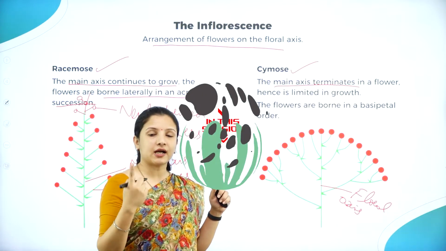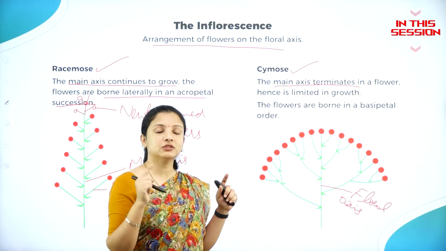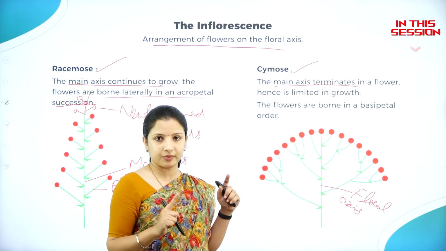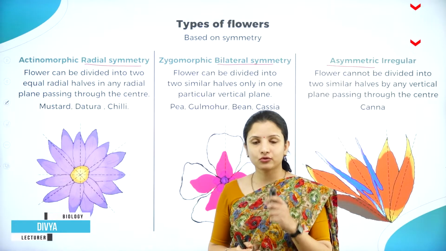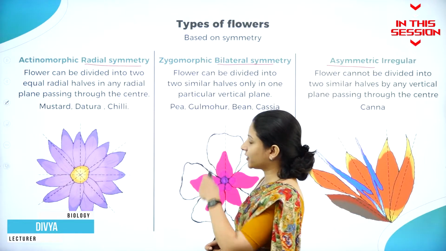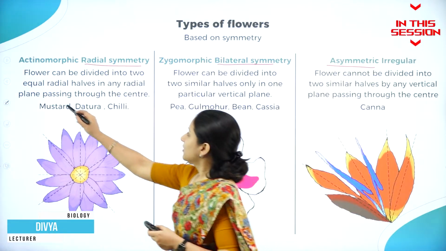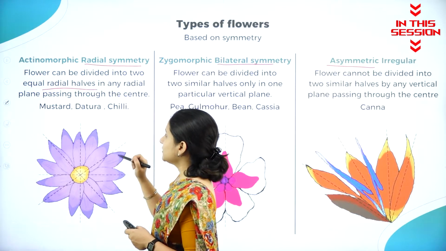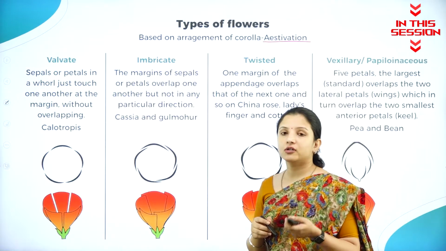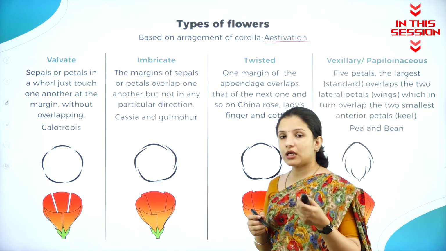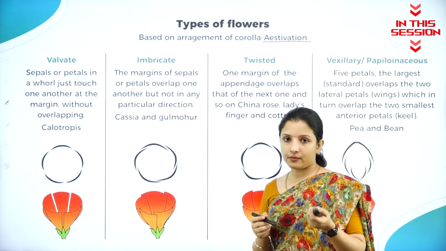Racemose inflorescence continues. It is a non-stop process until the life cycle of the plant terminates or ends. If the flower can be divided into two equal halves in different planes, then it is considered to be radial symmetry. The arrangement of the petals is called estivation, or the arrangement of the corolla. Corolla means nothing but another name for petals.